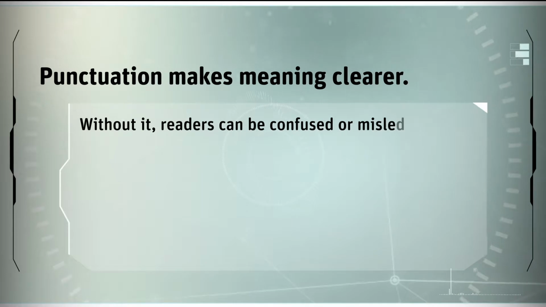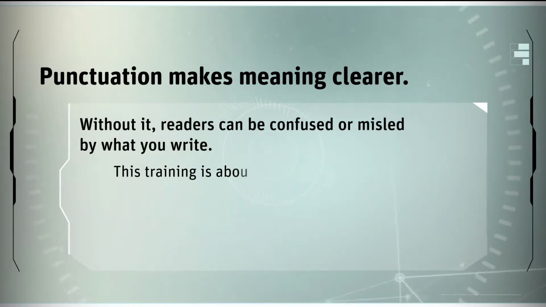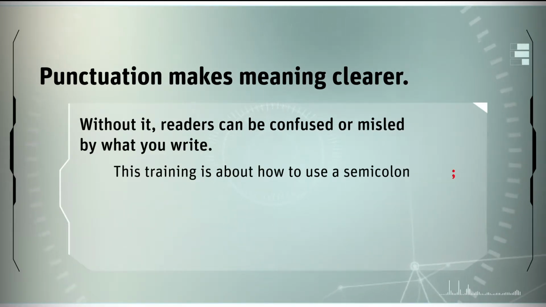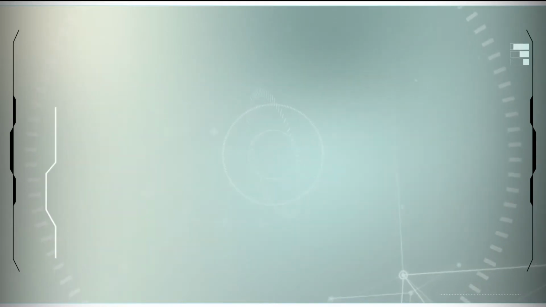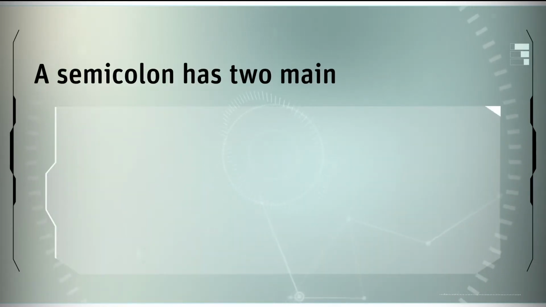This training will explain how to use semicolons correctly. Punctuation, such as the semicolon, can help make meaning clearer. Without it, readers can become confused or misled by what you write. A semicolon has two main purposes.